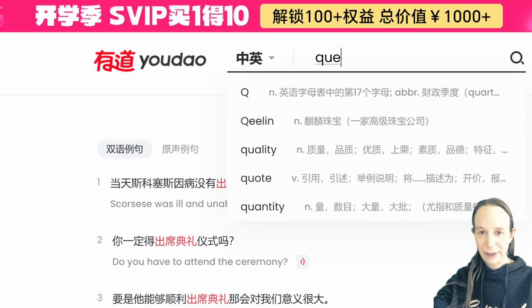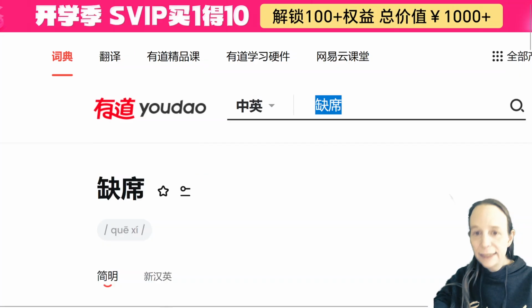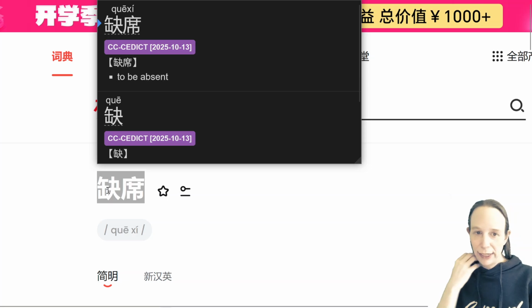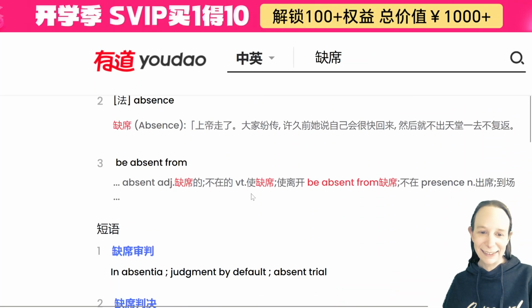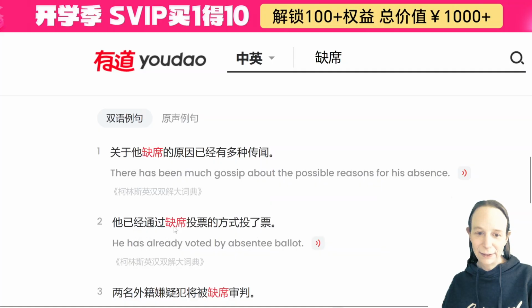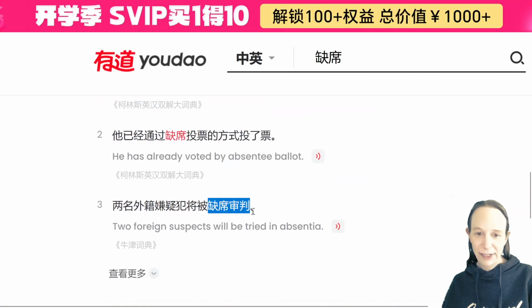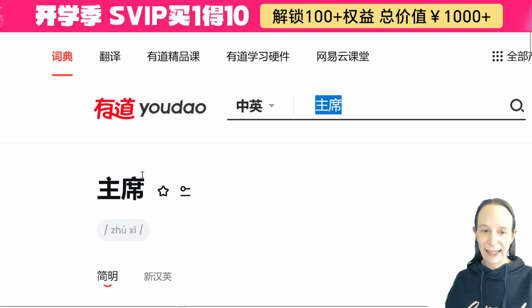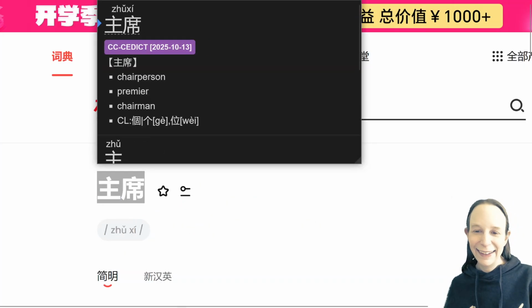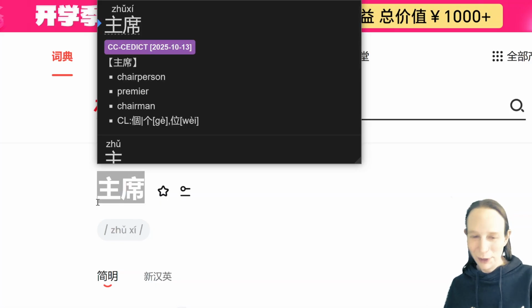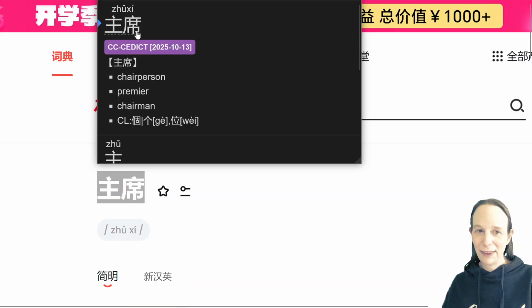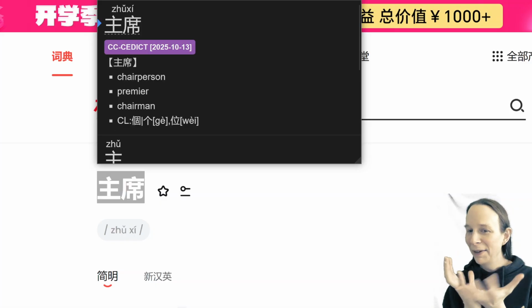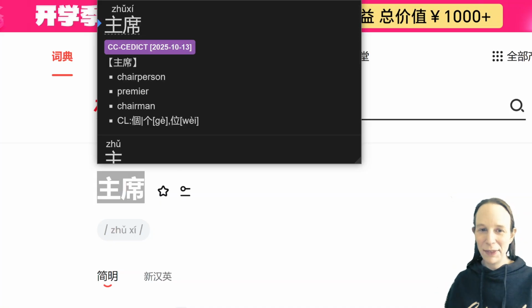And the opposite is 缺席. To be absent. 缺席审判, so to be absent from the trial. All right, you probably know 主席. This is a person though, isn't it? So 主席, I don't know, the primary person who is presiding over something.